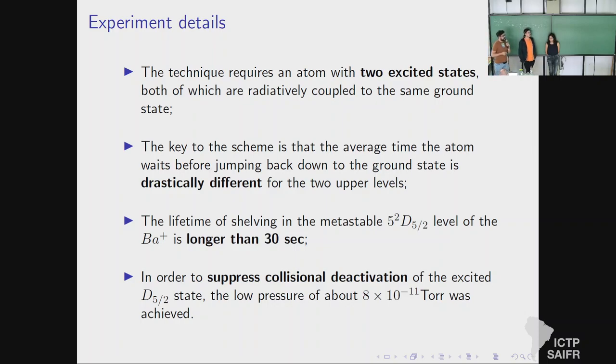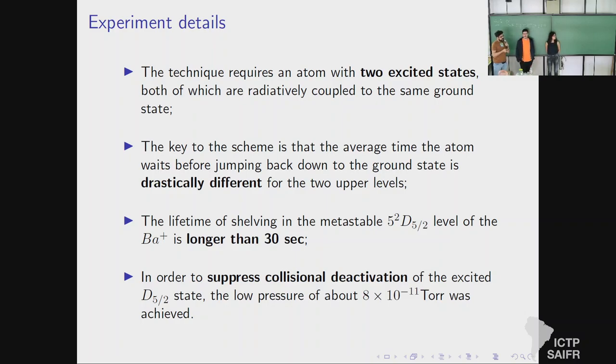A few points about the experiment. This technique requires an atom with two excited states, both radiatively coupled to the same ground state. But the key point here is that we have drastically different lifetimes for the excited levels. For example, we need this metastable energy level to have a lifetime longer than 30 seconds to identify the dark period in the fluorescence, because when the ion is in this level, the fluorescence is suppressed.